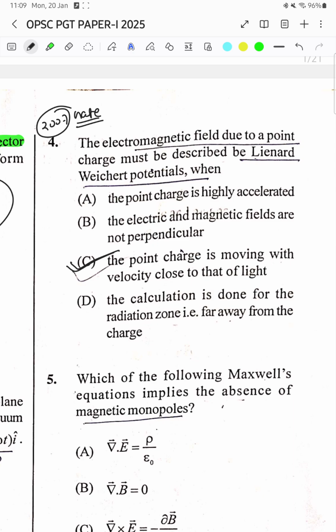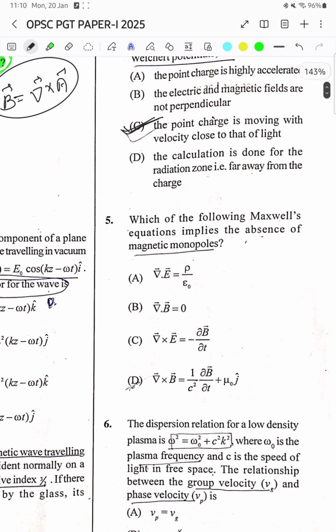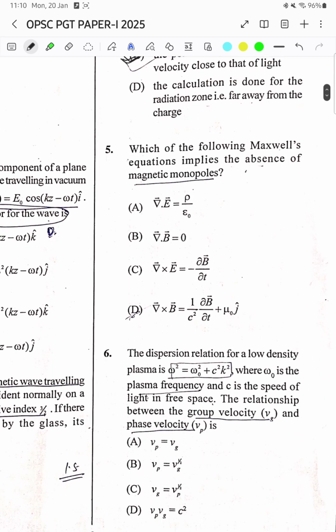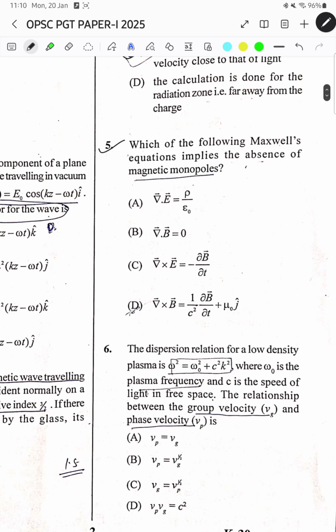Let's see option D. The calculation is done for the radiation zone, that is far away from the charge. This is not the appropriate reason for the Liénard-Wiechert potential. So the correct option is option number C. It is related to something relativistic. So the speed of light is the moving charge. For a moving charge, the velocity will be close to the speed of light. And this is a very simple question, you can see.